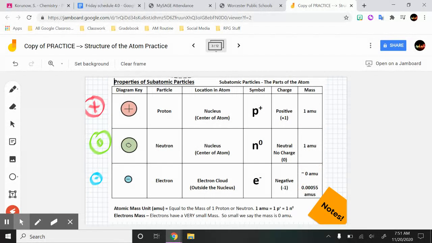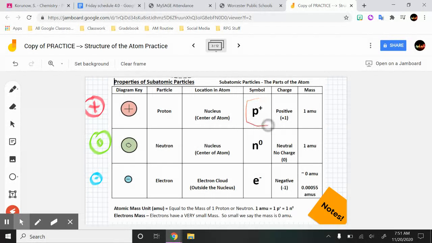Now, if you were doing very complex chemistry calculations, something you would do in maybe AP chemistry, I don't even think in AP chemistry you would, or in your last couple years of college, you might have to use the exact masses of these. But for the most part, and for us, we don't need to worry about it. So protons are 1, neutrons are 1, and electrons are so small, we say they're 0.